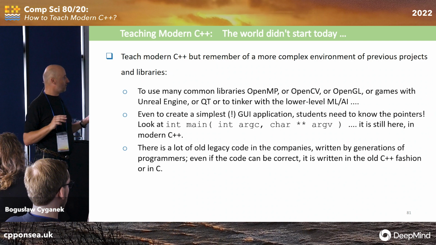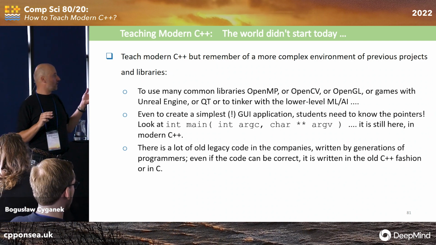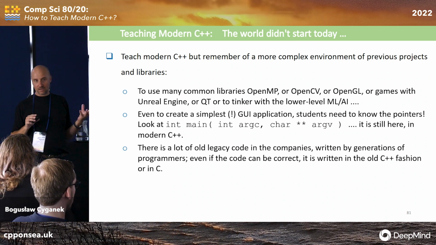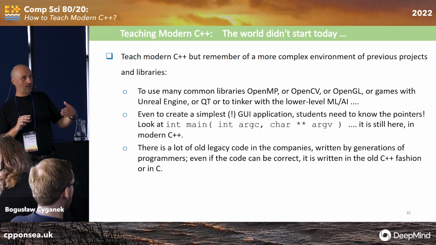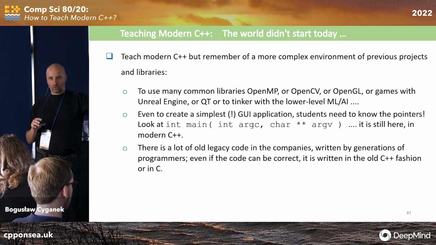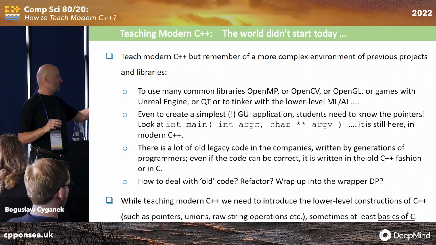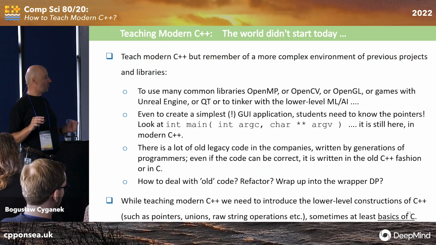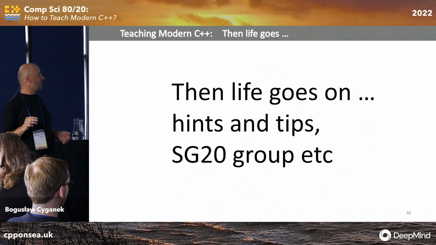And there is a lot of old legacy code in companies written by generations. Even if the code is correct, it is written in old fashion or even in C. So what to do with this? The young students are finishing, graduating, and going to the company, and they are asked to continue their code. How to refactor, wrap up? While teaching modern C++, we need to introduce lower level constructions, also C. And the final thing, life goes on.